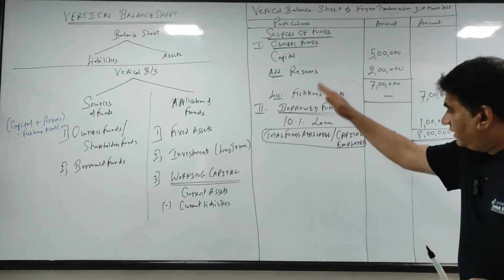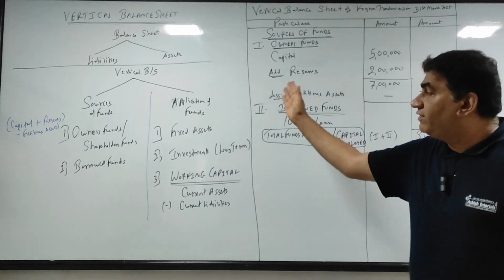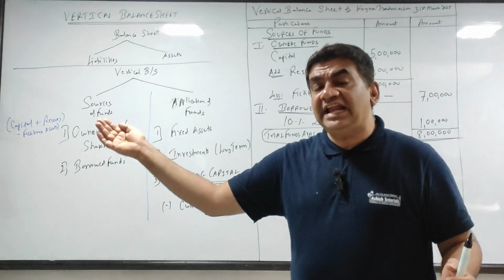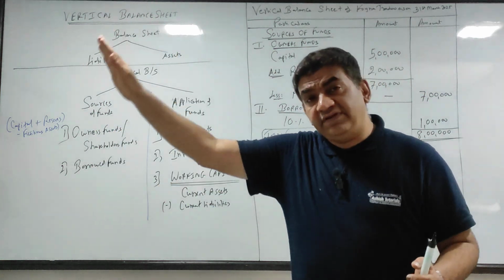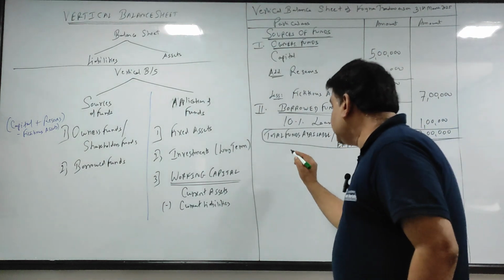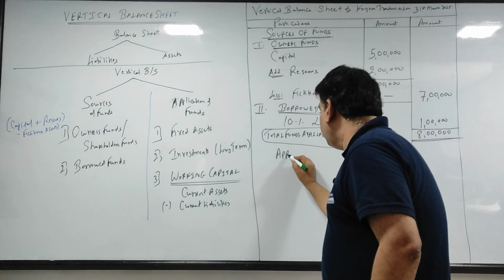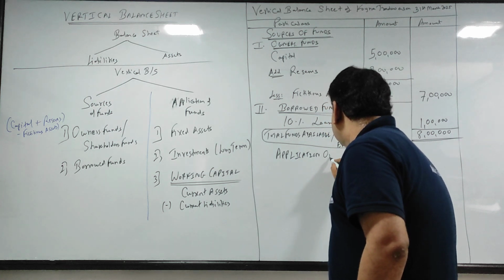Vertical means what? One below the other लिखते जाओ. There is no debit credit, there is no left and right, like how we have in normal balance sheet. Left side liabilities, asset on the right side, sorry. So same way vertical balance sheet is one below the other. Okay, next main heading, application of funds.